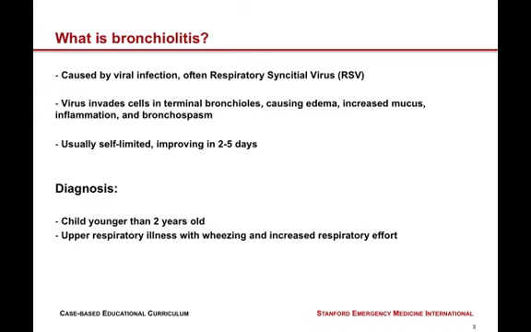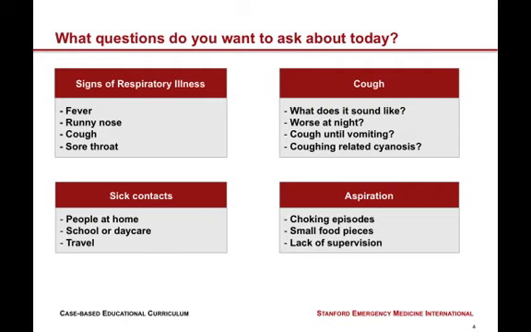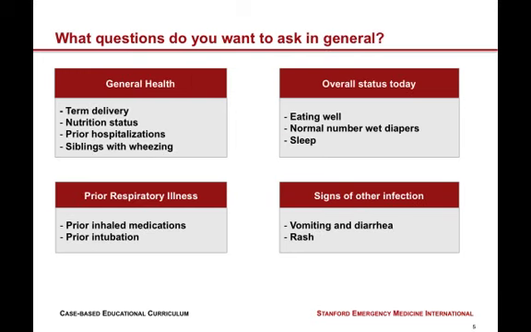Think of bronchiolitis in a child younger than 2 who comes in with an upper respiratory illness, with wheezing, and increased respiratory effort. So what would you want to ask? Ask the general questions you'll ask in any child with a cold and shortness of breath. You'll also want to focus on a cough. If the child has it, ask what the cough sounds like and when it's worse. Ask about the child's overall health and how this illness is affecting its eating and hydration status.